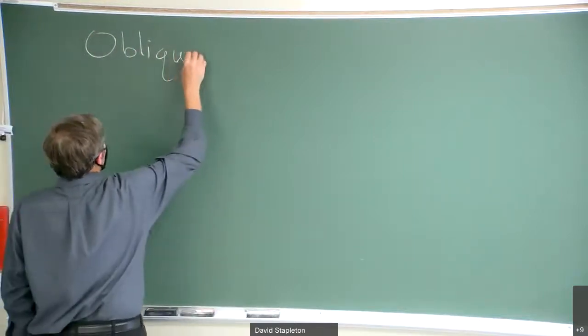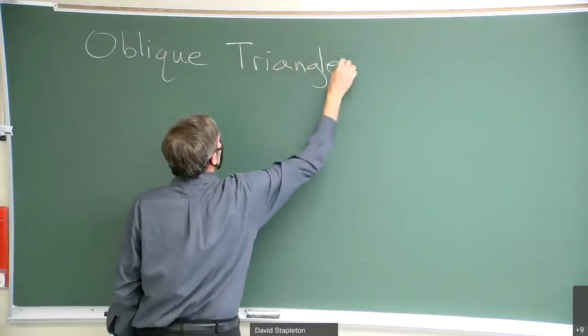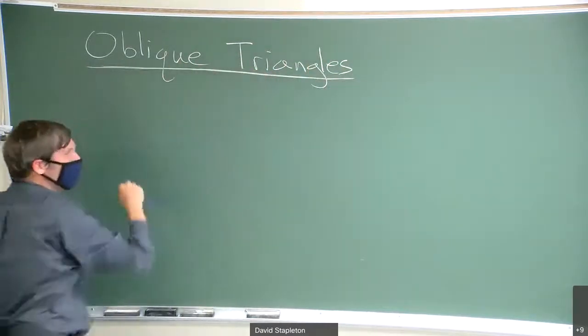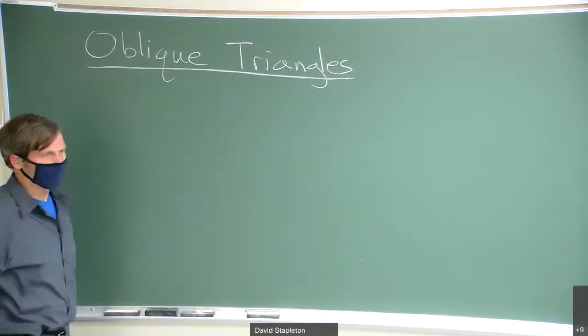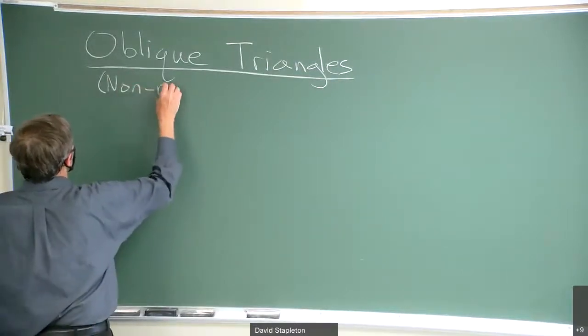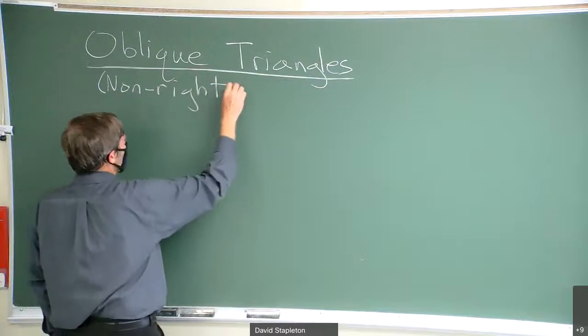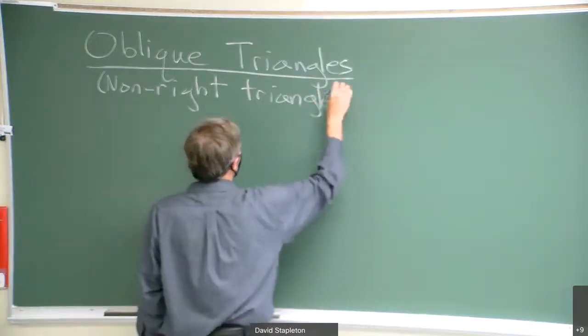What's an oblique triangle? Anybody know? These are simply triangles that are not right triangles. There's no right angle in them. So I'll say non-right triangles. We know how to solve right triangles already.